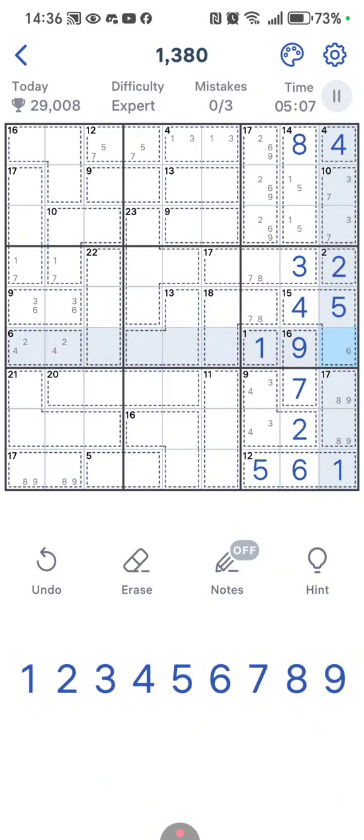5 and 6. That's 8, because that's 1 and 7. So if that's 3 and 8, that's 11, which means this is 6. So this here is going to be 2 and 3.